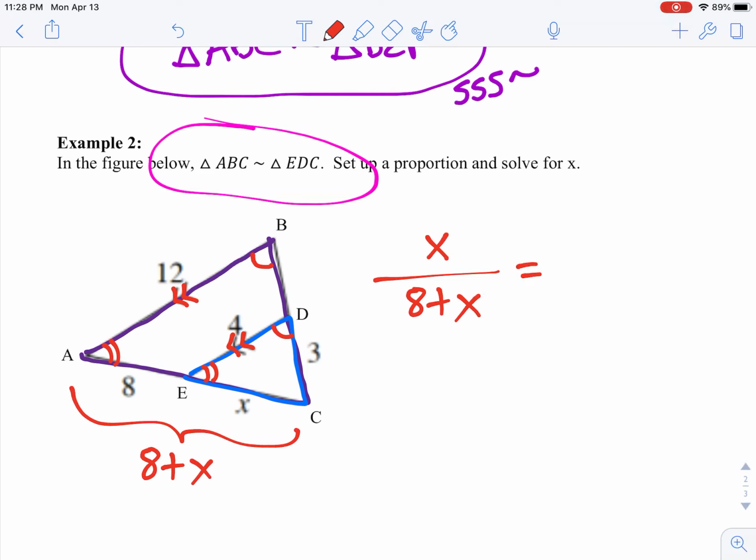I don't know the length of BD, so that's not really going to help me. I do know the length of BA, and BA would correspond with the 4 of the blue triangle. And so I'm going to put the 4 on the top because it comes from the same blue triangle as the x. And then the 4 corresponds from the 12, which is from the purple triangle, which is the same triangle as the 8 plus x. So they're both going to go on the bottom.